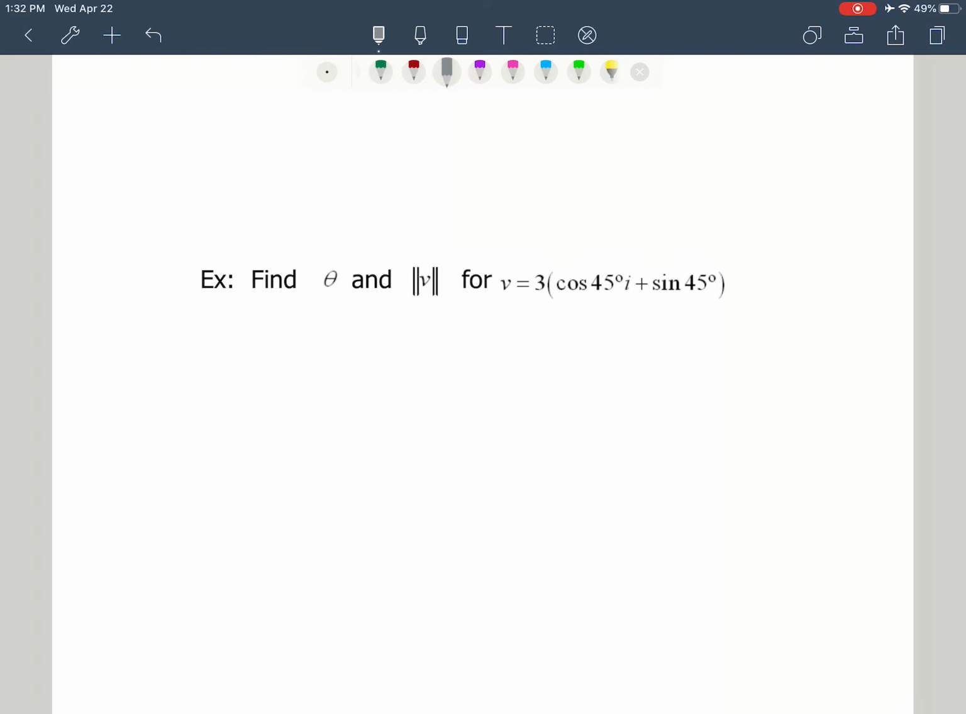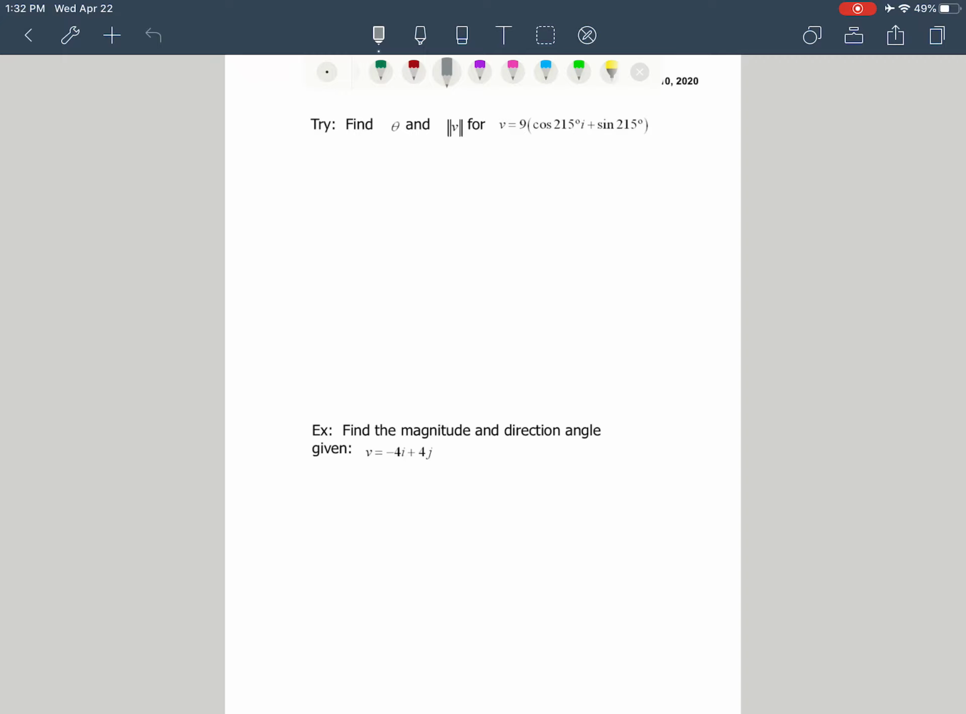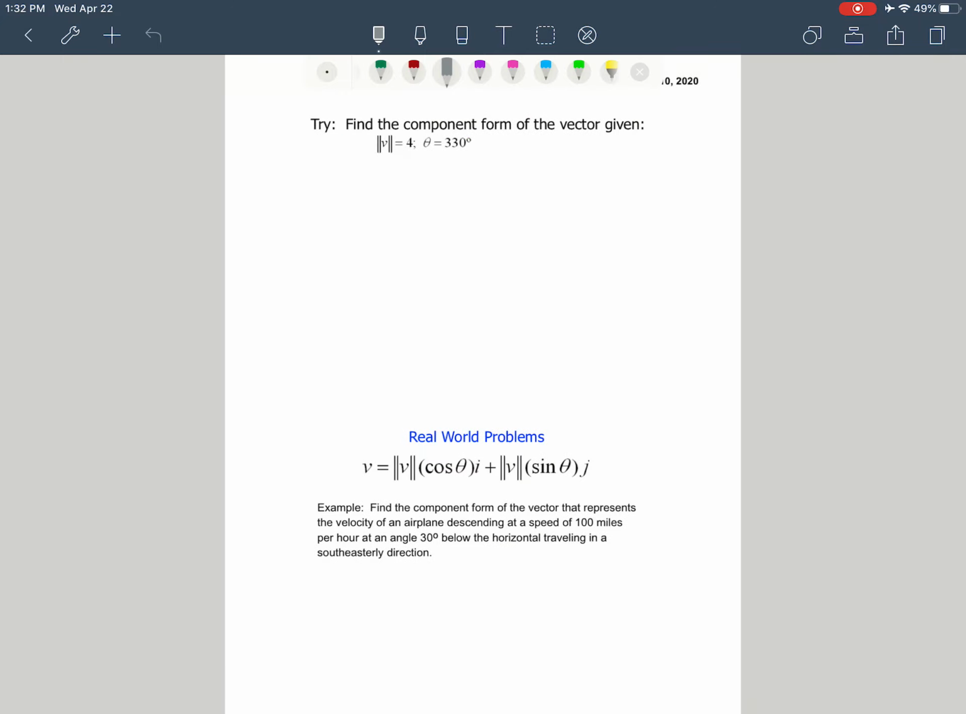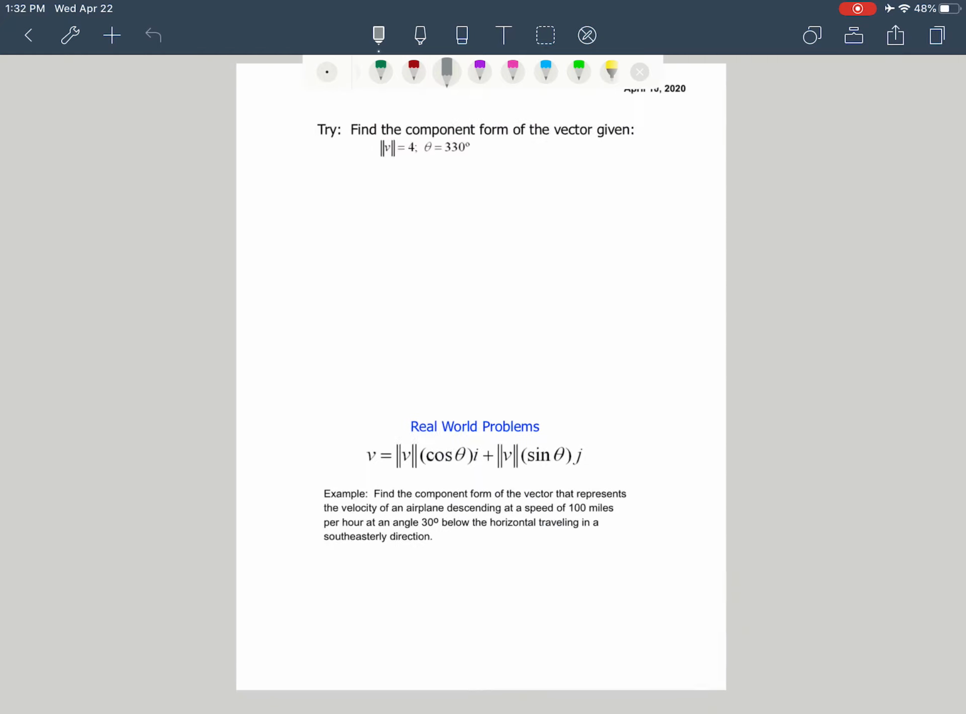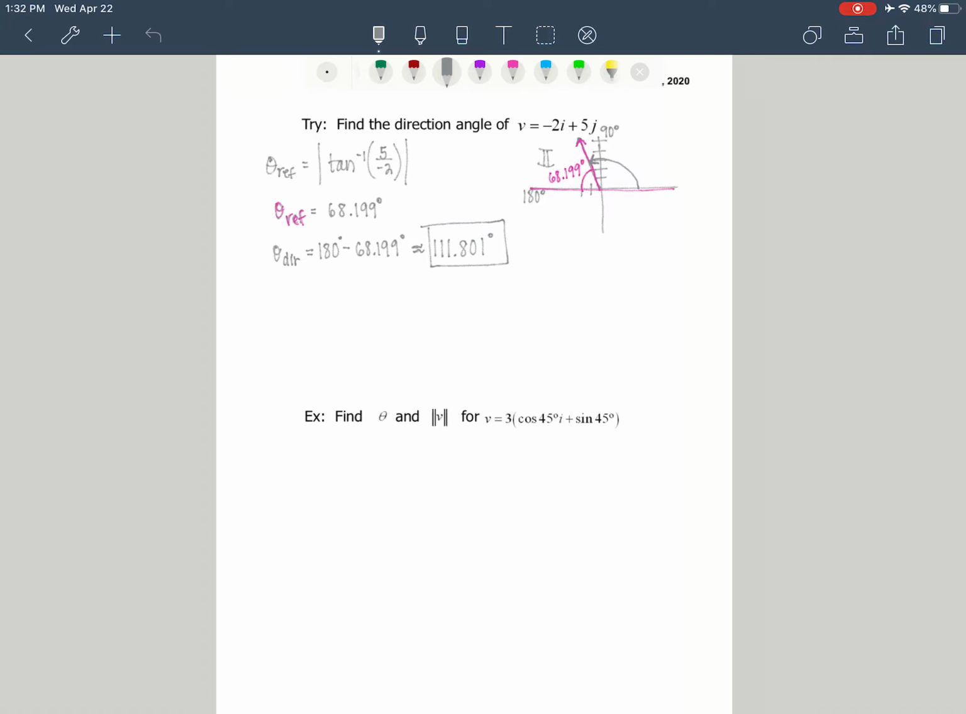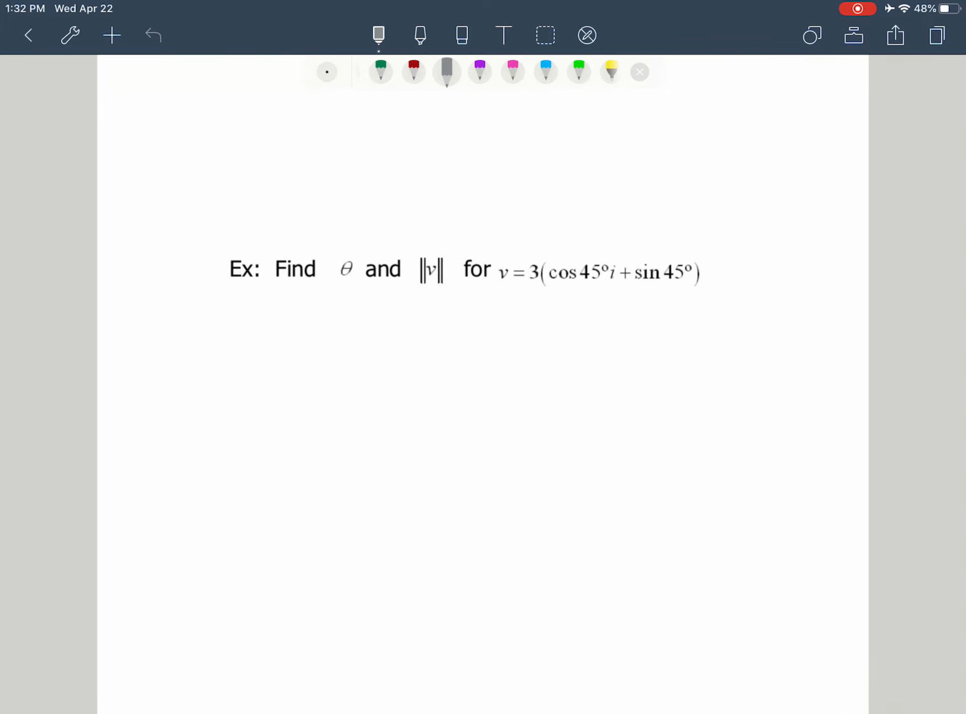The next video, we're going to kind of put things together with sine, cosine, linear combination, and then we're going to head towards some word problems. So you'll be able to see these vectors in action. Where do we use these vectors? They're used all around us.